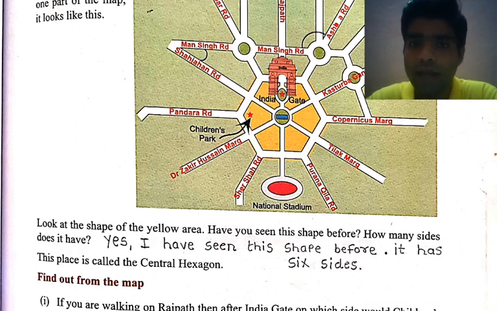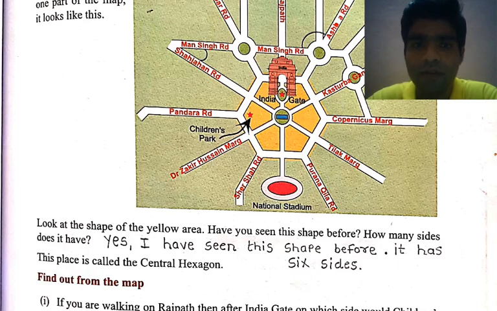Have you seen this shape before? Definitely, I have already seen it in the last video. How many sides does it have? Your answer will be: yes, I have seen this shape before, and it has 6 sides. Why 6 sides? Because this is a hexagon, and a hexagon has 6 sides, and this type of place is called a central hexagon.